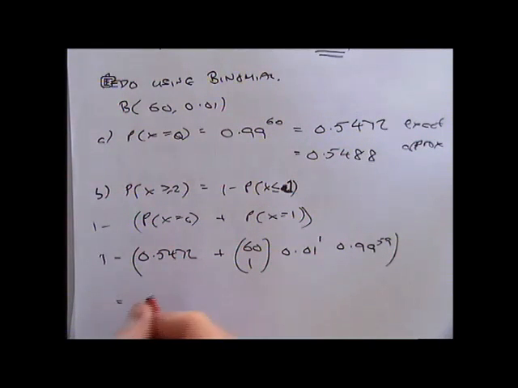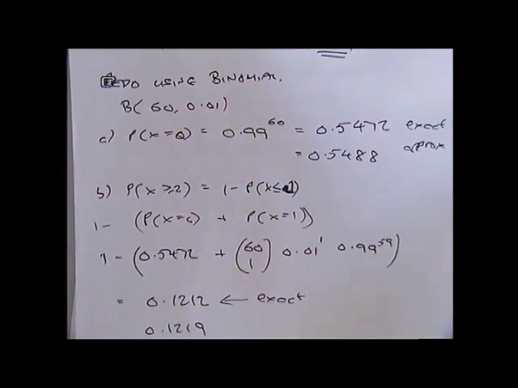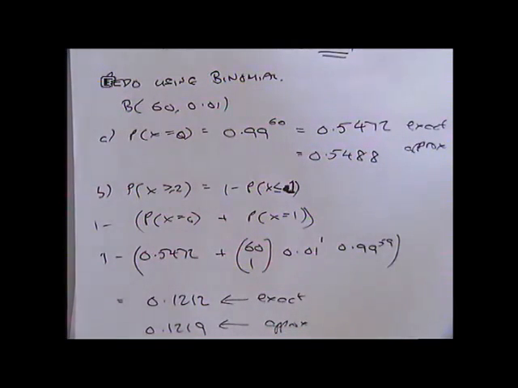Go on. 0.1196 is what I got. I've got 0.1212 here. Okay, so that's the exact answer. The approximation we had was 0.1219. So again, pretty close. Almost agreeing to 3 significant figures, definitely agreeing to 2 significant figures.